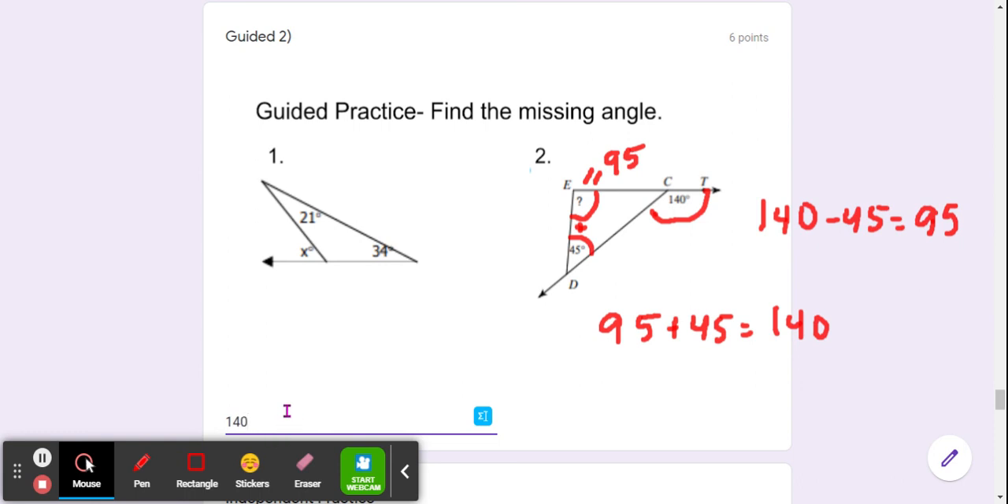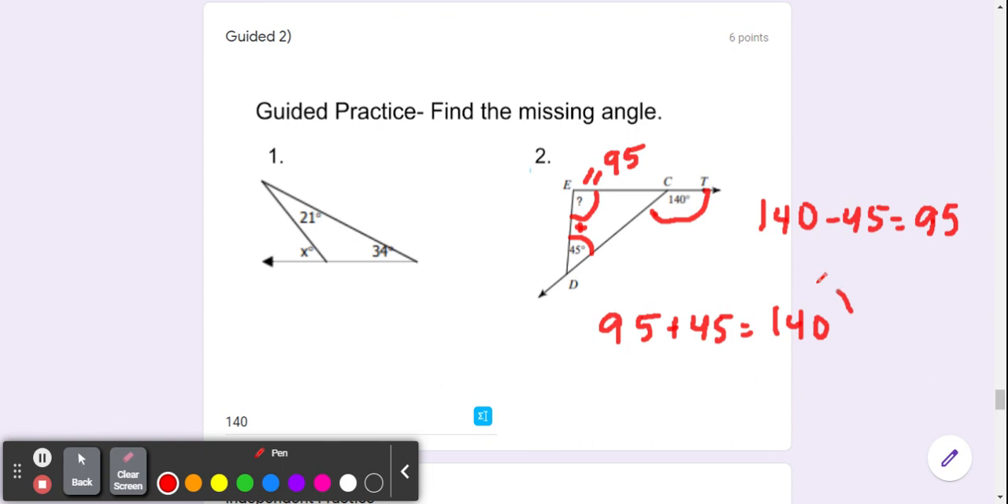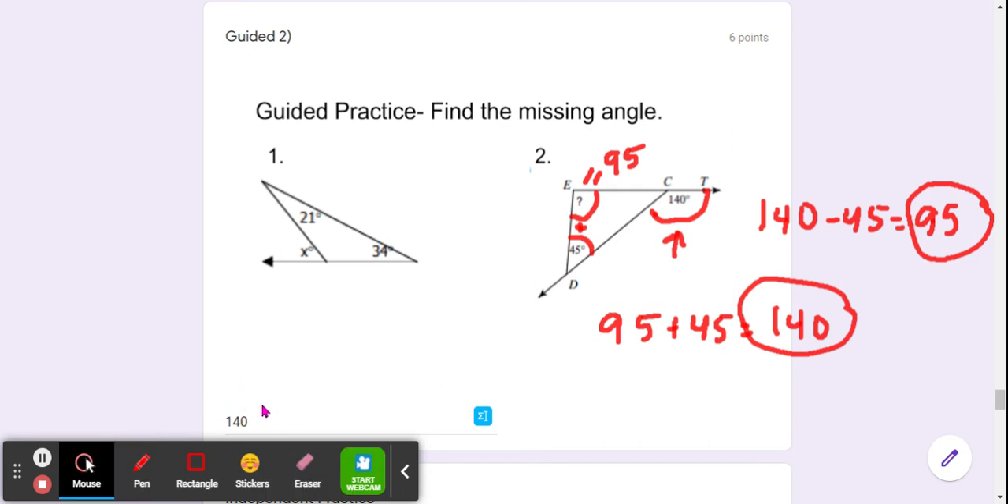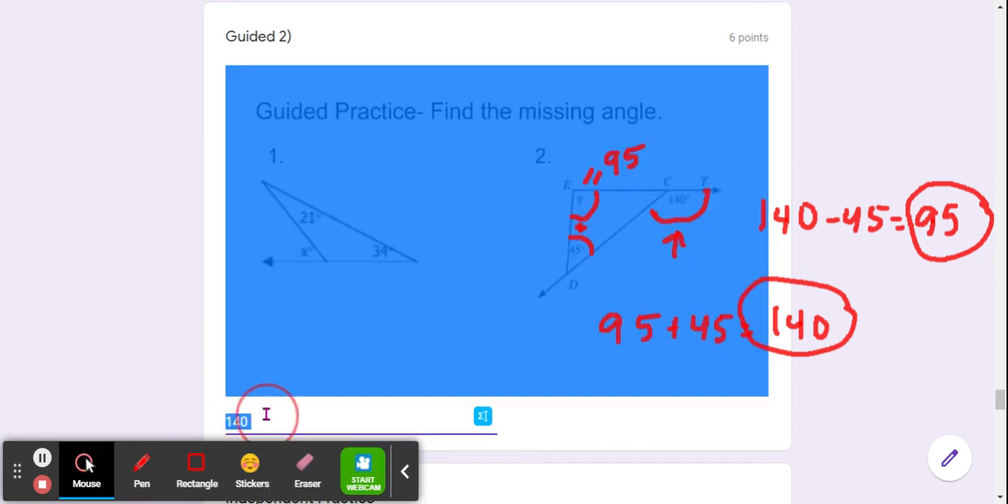Okay. So notice what I did. I typed 140. And this is a common mistake. Students will write one of the numbers, write their check. But that's what I started with. And I was trying to find out what is this. And this is what I should have written down. So be very careful. That's a common mistake students make.